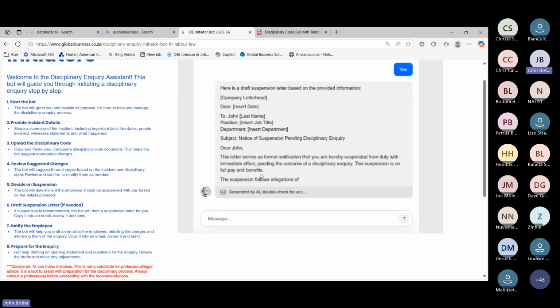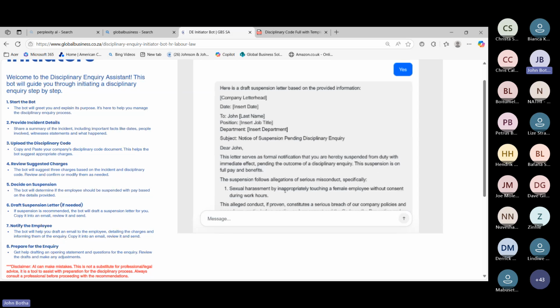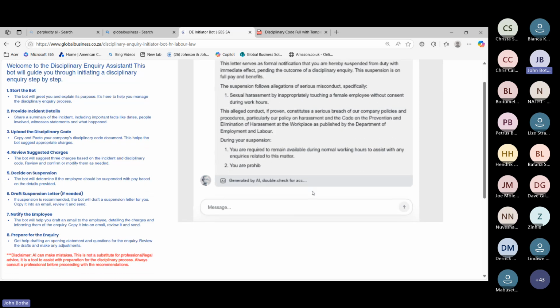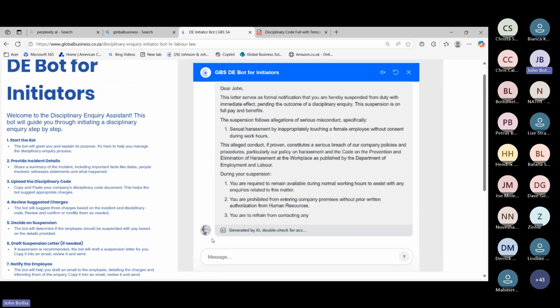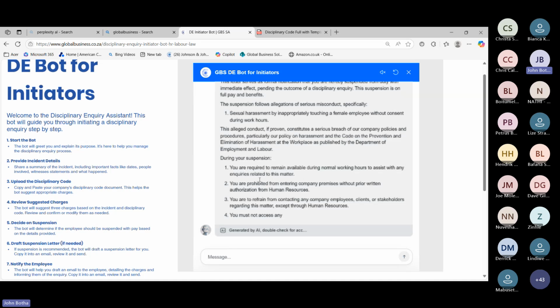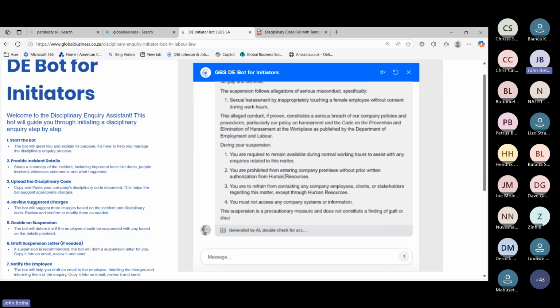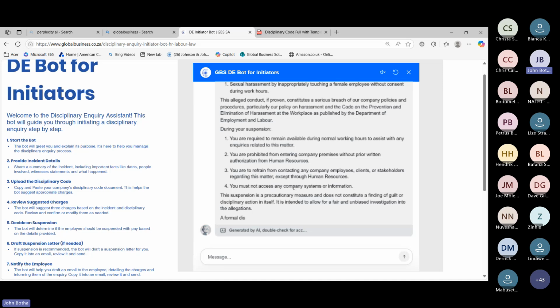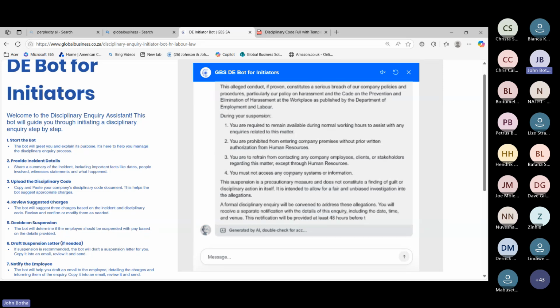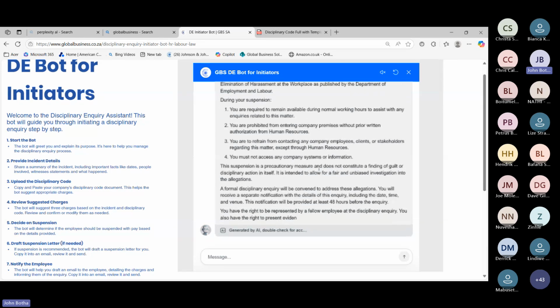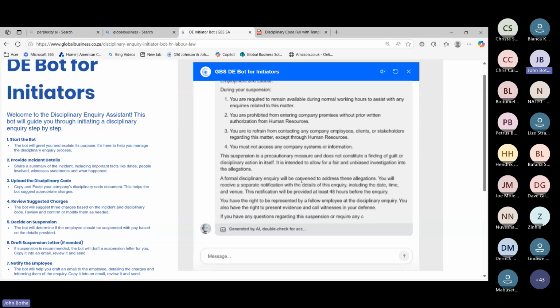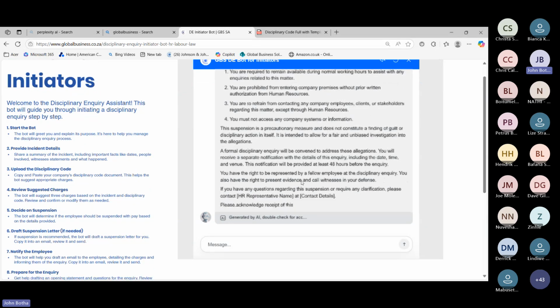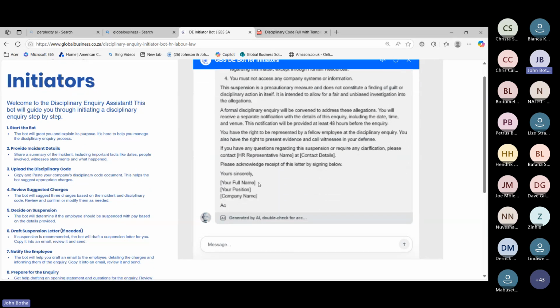Dear John, this letter serves as a formal notification that you're being suspended. Here's the allegation against you. And basically, it gives John an indication. You must remain available. You're prohibited from entering the premises. You mustn't contact the company's employees or clients, nor the systems either. It's precautionary. It doesn't mean you're guilty, etc. So it gives you the whole detail in respect of that.